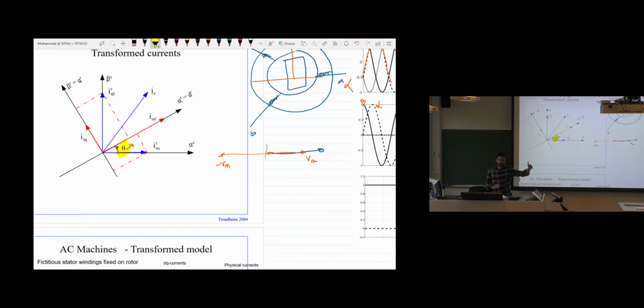So in our machine, we need to figure out which theta we should use. Sometimes we have the flux oriented. Shall we use the flux oriented, field oriented? Shall we use the stator oriented? Shall we use the rotor oriented? All these things we need to define, and then we will see in different applications which orientation we shall use. Any question here?